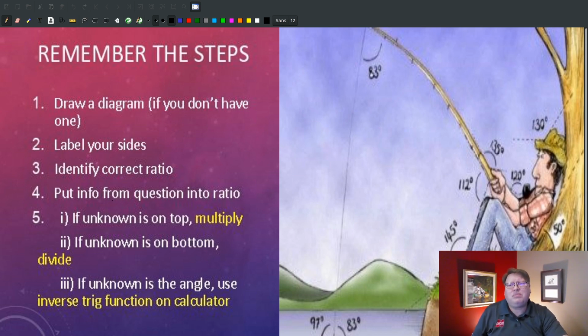And these are some simple steps. If the unknown is on top, you're going to end up multiplying. If the unknown is on the bottom, you'll end up dividing. And if your unknown is the angle, you're going to have to use your inverse trig ratio to solve.